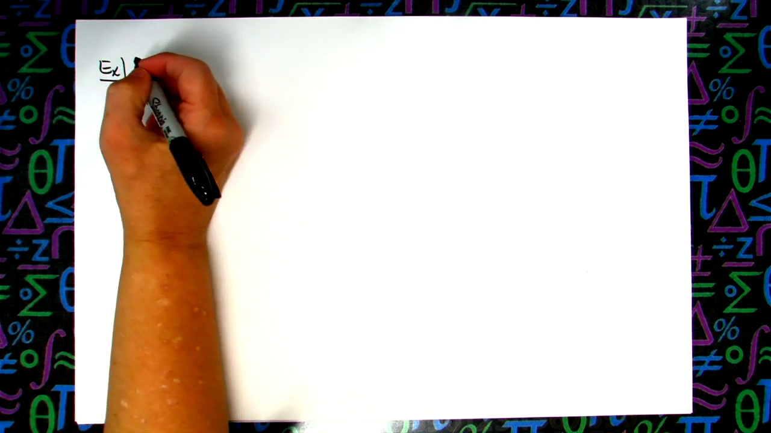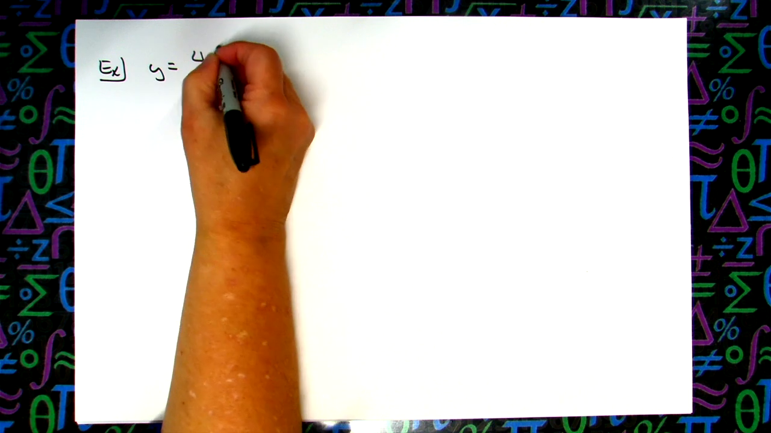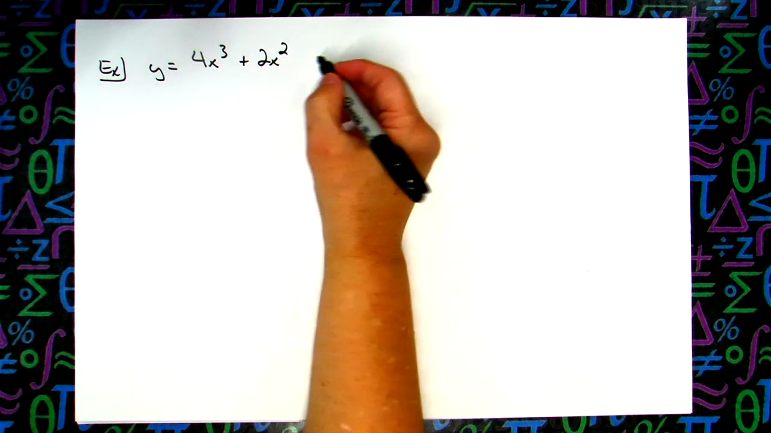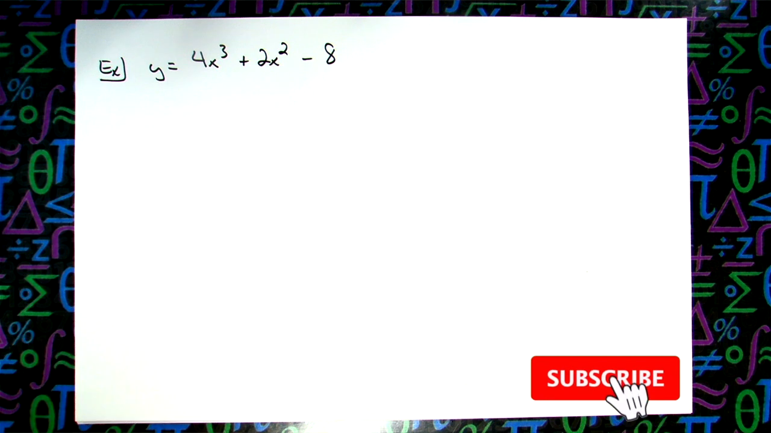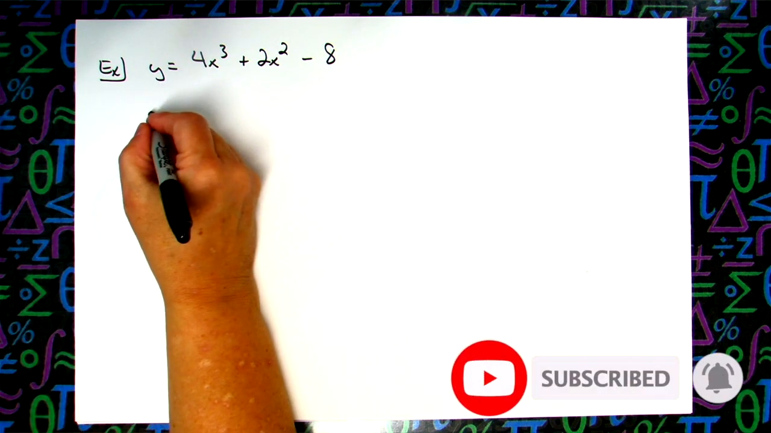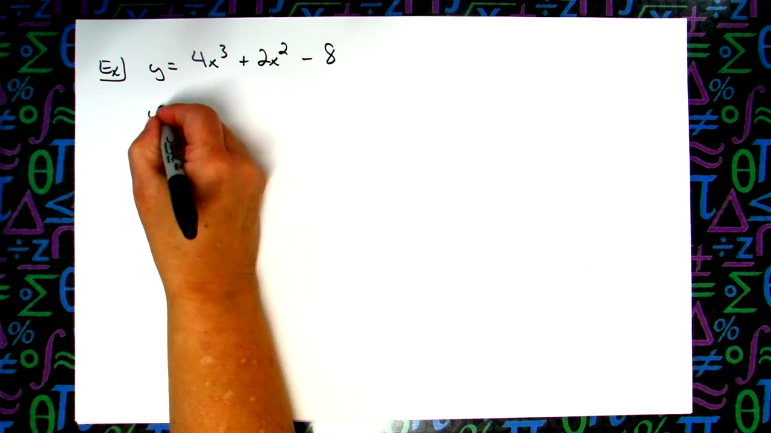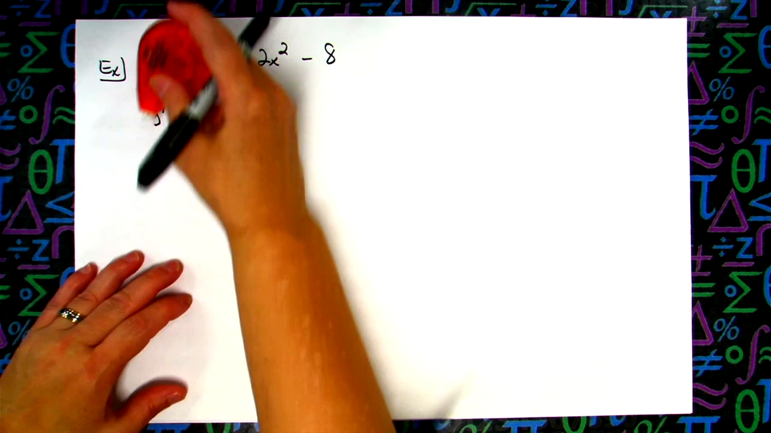Let's just say we had y equals 4x to the third plus 2x squared minus 8. This is just going to be a straightforward one, not hard. We're not going to do anything fancy with this one. I could ask you to find the first derivative, second derivative, third derivative. We could just keep going, keep going, keep going. If I ask you to find the first derivative, the double prime notation on the y is just like a single prime. Let's go first derivative first.